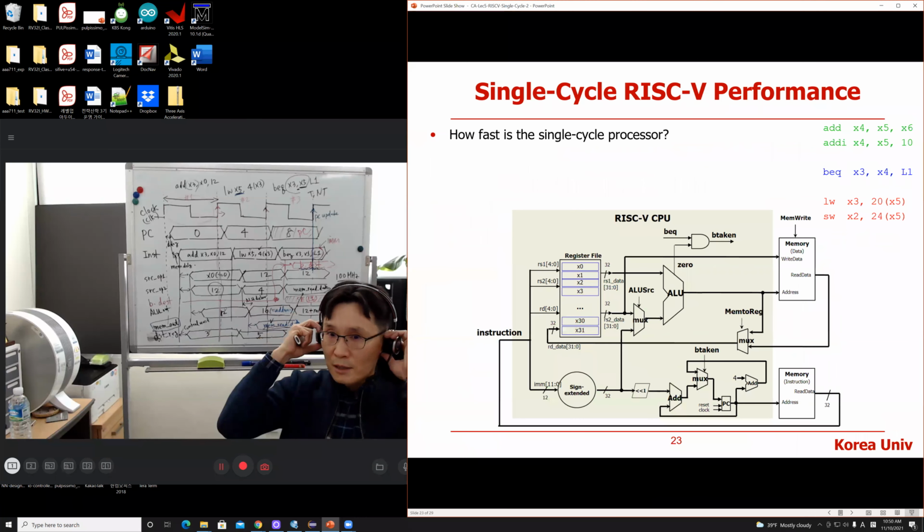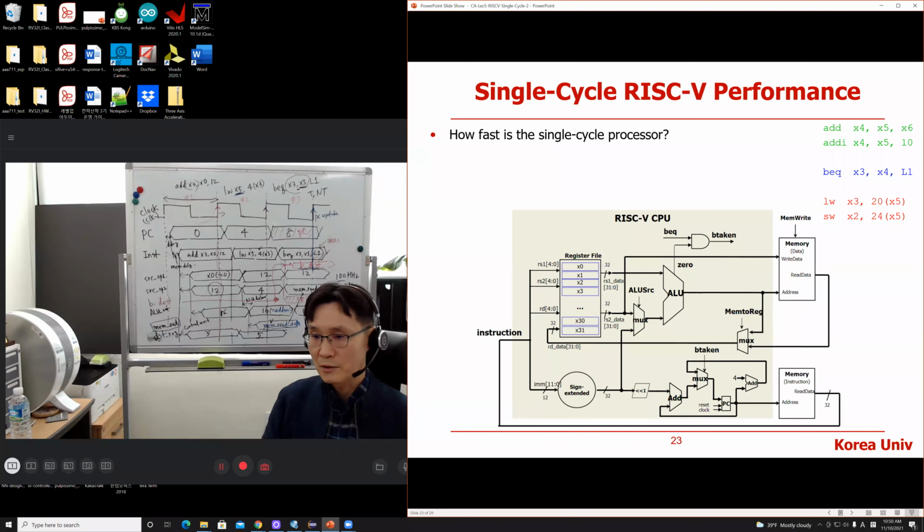Okay. So how fast is the single cycle CPU able to run? Okay, so we take this one as an example. Just simplified. This one doesn't have a jump destination logic. Okay, jump destination, branch destination, and PC+4 only, right? So I simplified it.